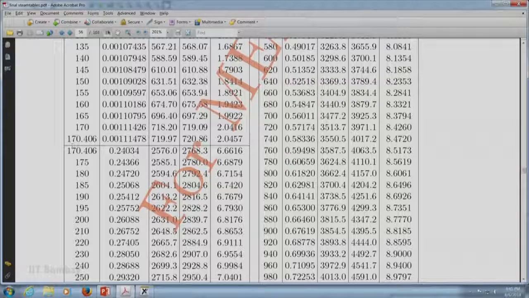You can see here the property is given above this line which separates the liquid region and the vapor region. These are my VF, UF, HF, SF values, while the ones below are Vg, Ug, Hg and Sg values. Right now we are interested in the values related to enthalpy only. So, HF is equal to 720.86 while Hg is equal to 2768.3. I will just note these values and then come back to our problem.